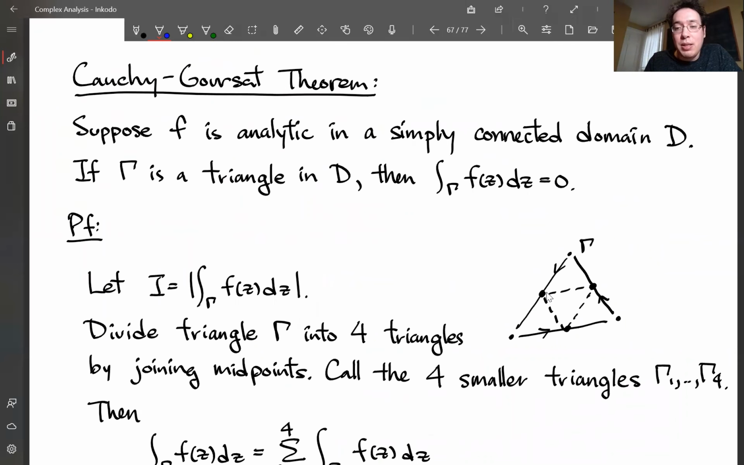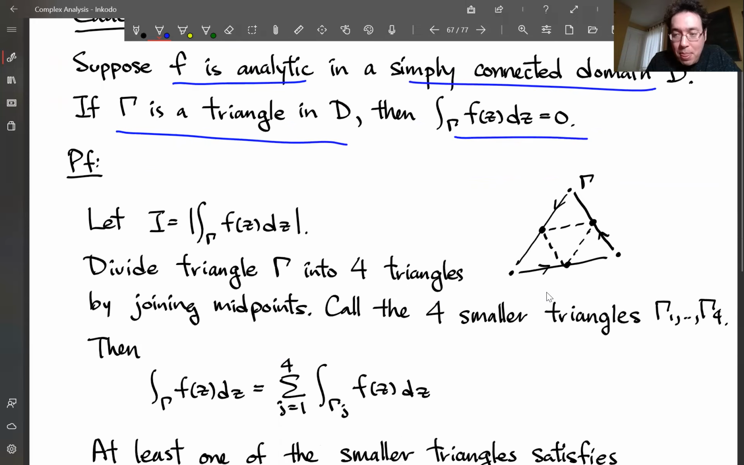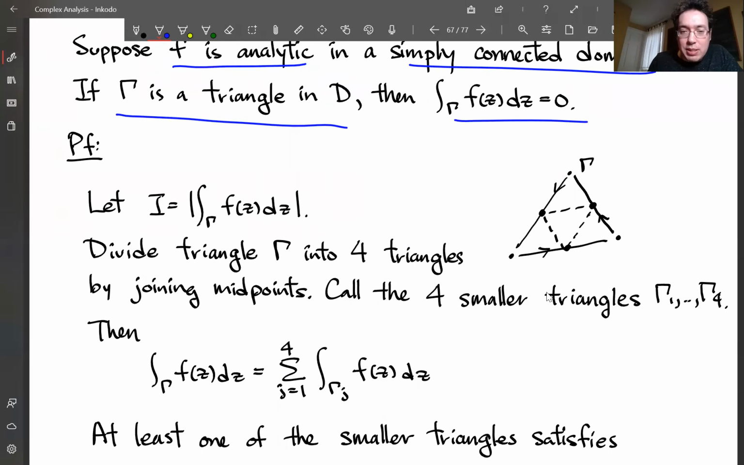Okay, so here's the big part of the theorem. If you have an analytic function in a simply connected domain, and if you have a triangle path, then the path integral is equal to 0. So let's prove it. Everything comes down to this theorem. All right, so we're going to make up some notation. Let's say I, capital I, is the modulus of the path integral. And eventually what I want to do is show that this is equal to 0.